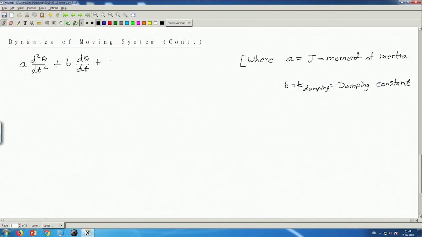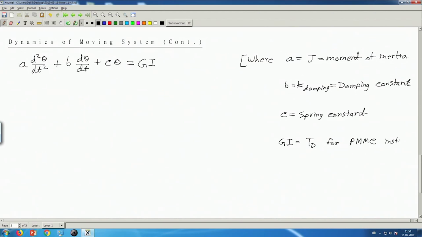Then plus let us write C times theta. So, where C is basically the spring constant. Okay. So, this is equal to K according to our previous notation. Okay. So, this is spring constant and this is equal to Td, that is deflecting torque. And if we take a particular example of PMMC instrument, this is equal to Gi. So, Gi is equal to Td, deflecting torque for say PMMC instrument.